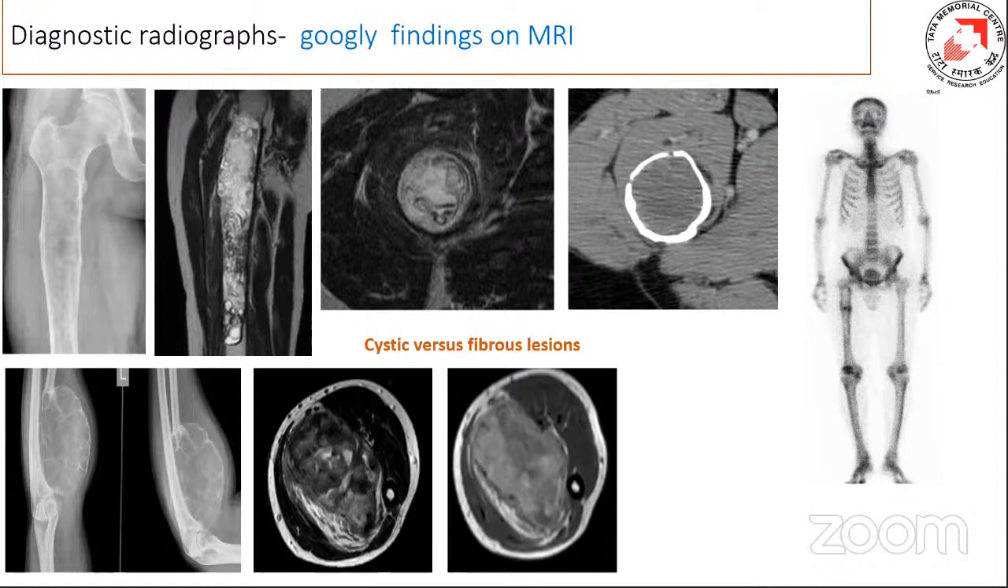The second looks like a giant cell tumor, but it is too hypointense. It shows intense homogeneous enhancement in all the areas, and it is a fibrous lesion. It is a fibrous dysplasia. So we can encounter some surprises in MR, and this is where it is particularly useful. Cyst versus fibrous dysplasia can mimic each other on X-ray, but MR, almost 99% of the time, will differentiate between the cyst and the fibrous tissue.